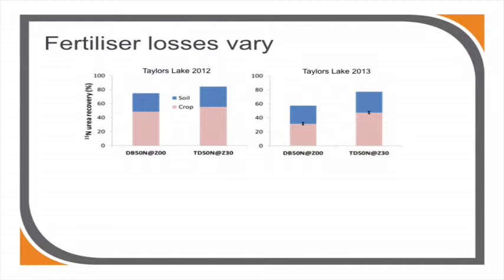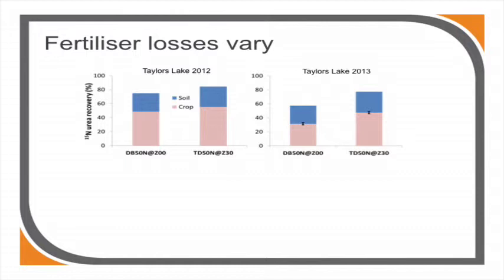So at this stage we've got a lower recovery in 2013 where we put it out at sowing as opposed to putting it out in season. Our theory at this stage is that with that earlier application we may have been getting some denitrification going on, whereas the later application we may have avoided some of those somewhat waterlogged conditions that we got through the winter, and hopefully avoided some of those losses.